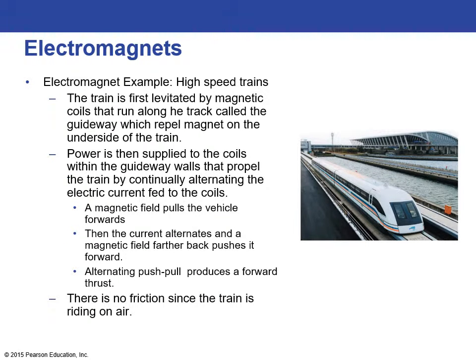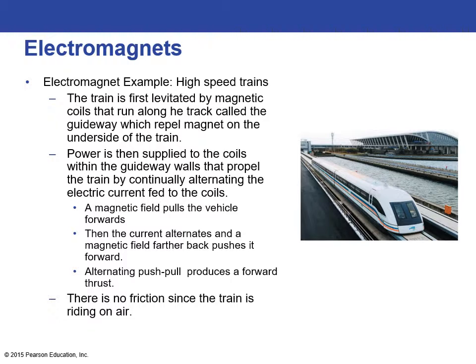An example of electromagnets are some high-speed trains, and the way the electromagnets work on the train is the train first gets levitated above the track slightly by some magnetic coils that run along the track called the guideway, and these magnetic coils are repelled by magnets on the underside of the train. And so if you remember, like poles repel each other, so it's two like poles, and you're essentially repelling the train from the track just slightly. So the train is lifted and essentially is riding on air.